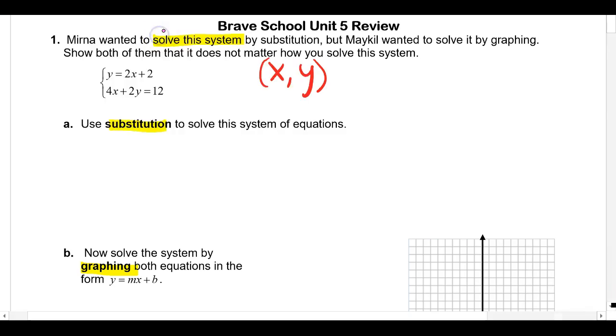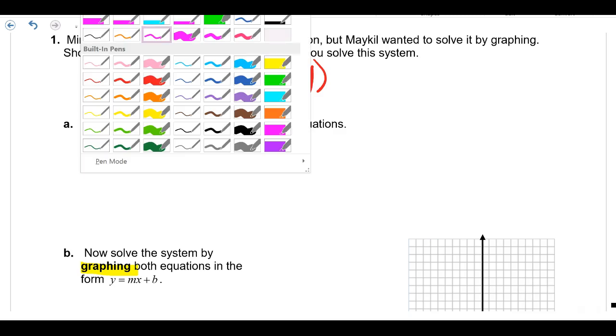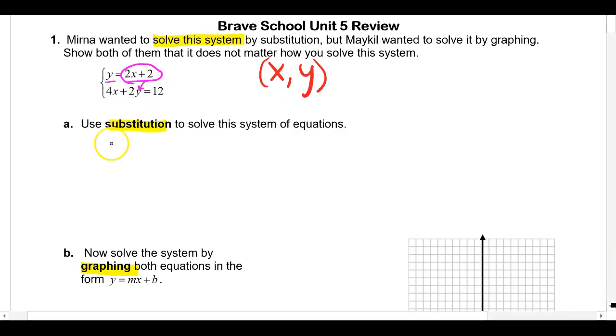For substitution, I need to have a letter that is by itself. Here I have y by itself. So if y equals 2x plus 2, then I plug it in for y, because it's equal to y. 2x plus 2 is equal to y, so plug it in for y. And then I'm going to do my work below that. I'll do it down here.